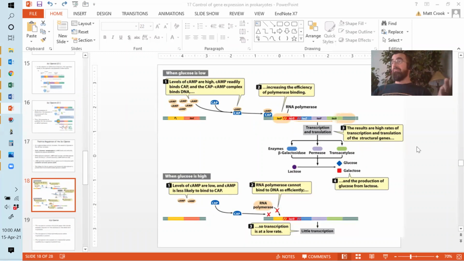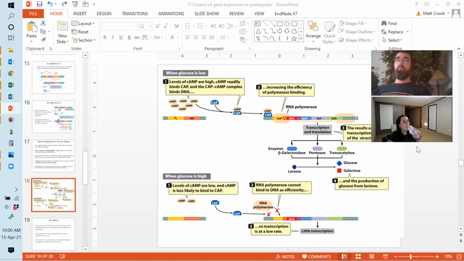And so essentially, levels of glucose production will probably start dropping. So cyclic AMP starts going up, and then CAP-cAMP starts recruiting RNA polymerase, and you start getting more lac operon expression, right? So it's almost like homeostasis, essentially, if you think about it. It's like us and blood sugar levels, right?